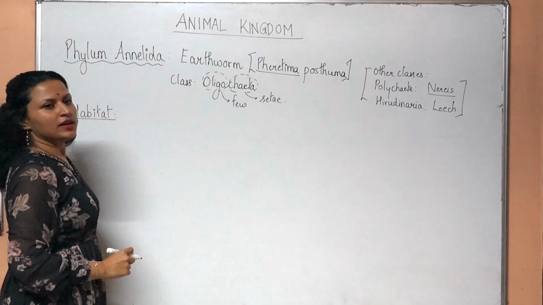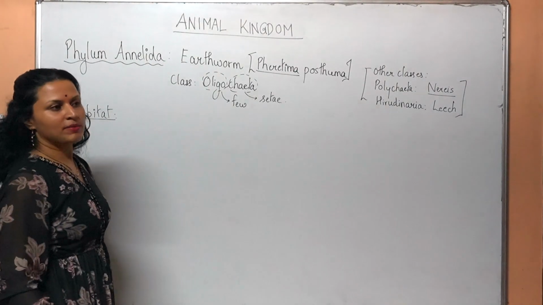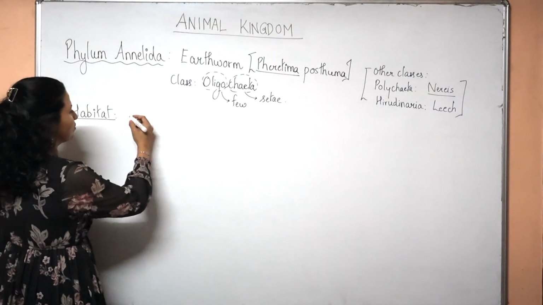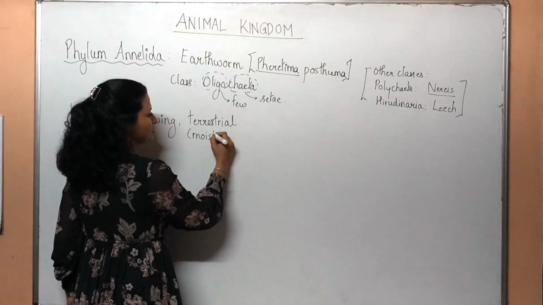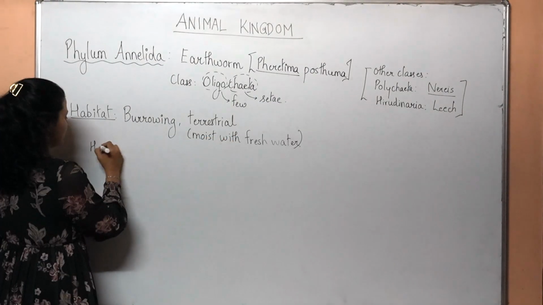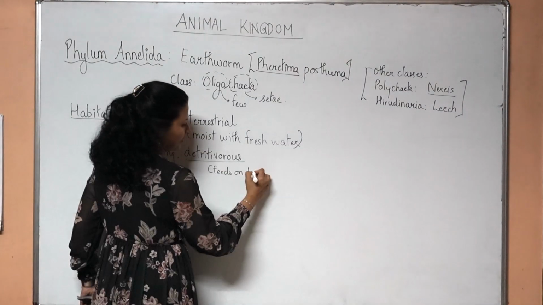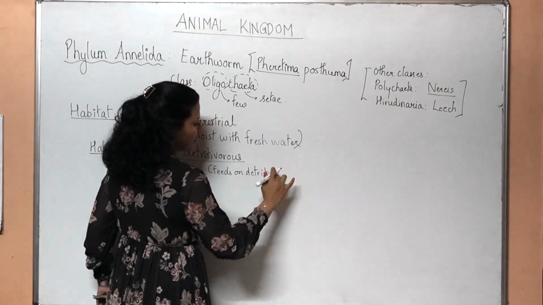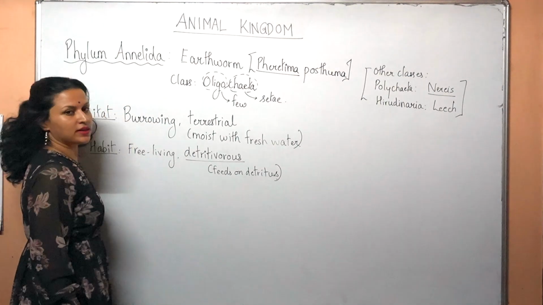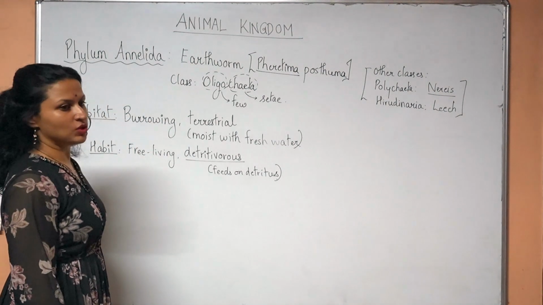Where does it live? It lives in moist terrestrial habitats. It burrows in the ground. Burrowing, terrestrial, moist with fresh water. Habit: free living, detritivorous, feeds on detritus. What is the meaning of detritus? Dead and decomposing organic matter, both plant and animal origin.